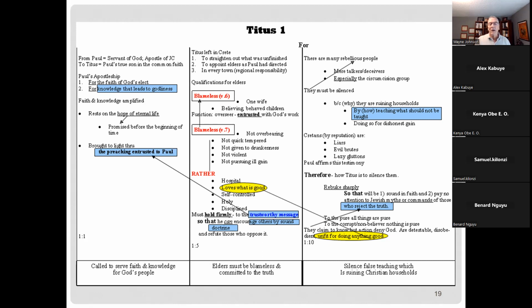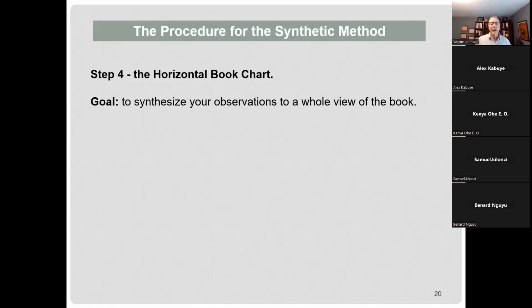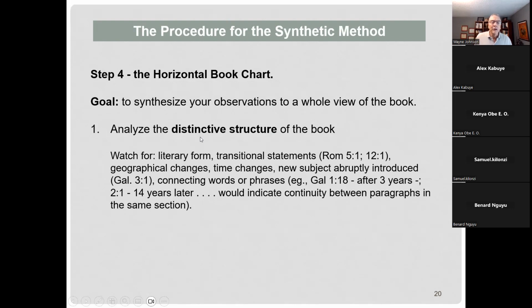Okay? Okay. Book chart. As you go through the argument and do these chapter charts, that will help you do this. But in looking for structure, watch for literary form, especially watch for transitional statements, or change of subject or content, or even changes in who is being talked about, who is being addressed. So those are the different things you look for that give you an idea of the structure of a book.